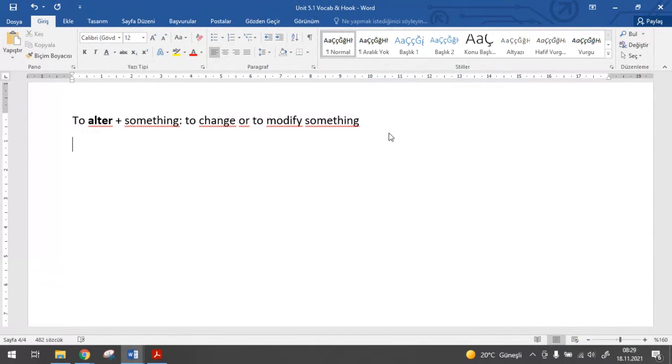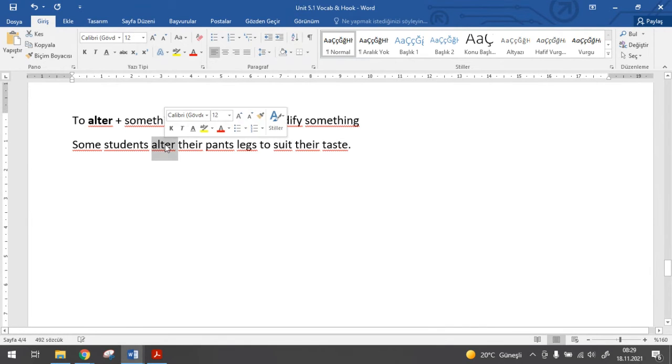When you go to college, you see some students alter their pants legs to suit their taste. They change their pants legs. They make them skinnier, tighter. They modify. So alter is a nice word to learn as well.